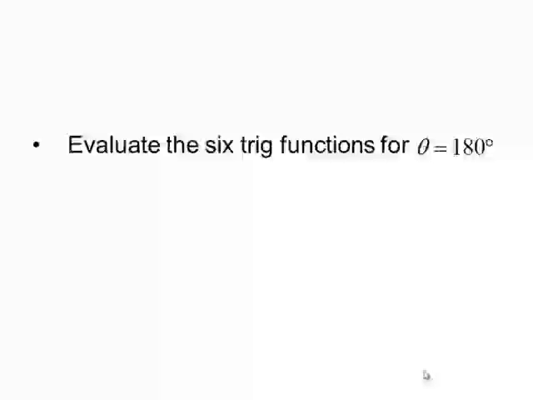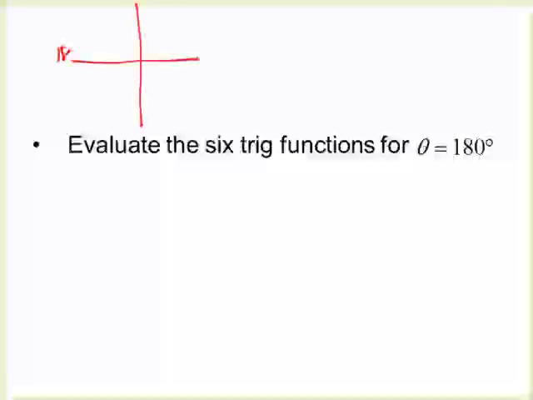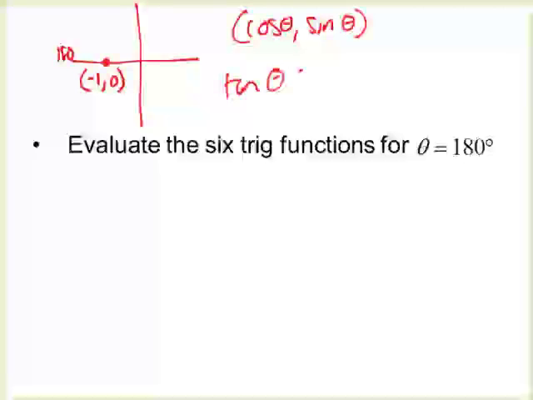So this question says evaluate the 6 trig functions for theta, our angle, being 180 degrees. So first thing we're going to do is recreate the part of the picture that's important to us. So 180 is out to the left. That point that was on the 180 line is negative 1, 0. Back one, up 0. That point gives us alphabetically the cosine and then the sine, and tangent is sine divided by cosine.